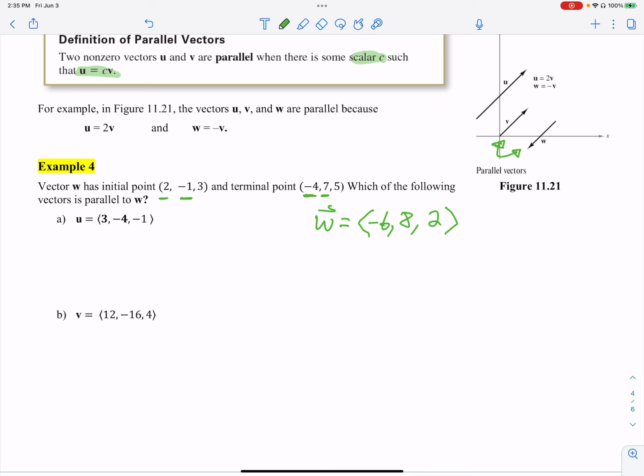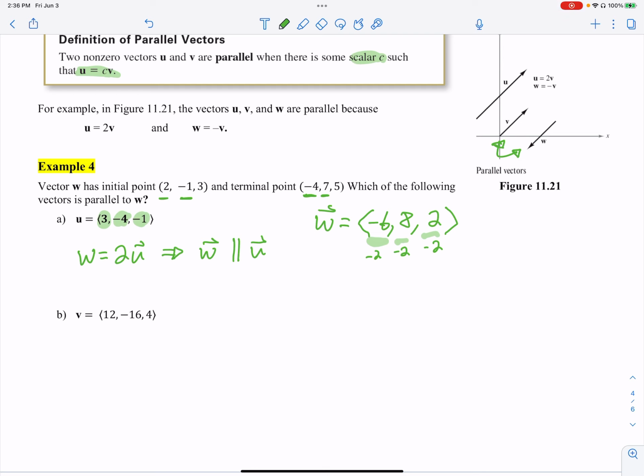They want to know which one of these is parallel. So we're looking component-wise. 3 times what is going to be -6? That's a -2. Now I'm checking to see if all the other numbers work. -4 to get to 8 is a -2. So that one's good. And then I'm checking this last one, -1. If I multiply -1 by -2, I get +2. So w is -2 of u, which implies that w is parallel with u.